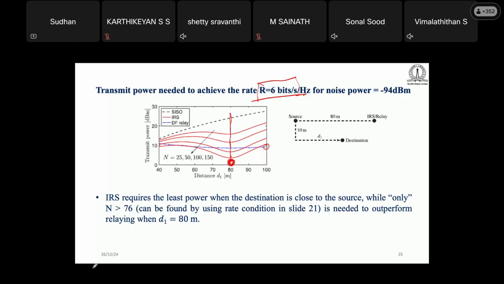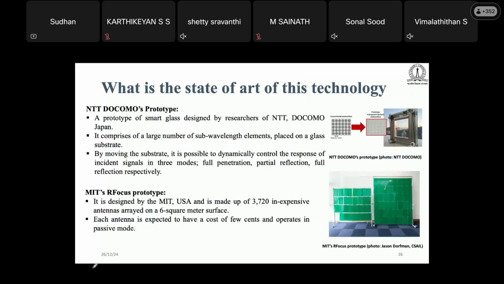But there is also something practically available in the market. IRS is not just theoretical studies. So in the practical status, NTT Docomo has designed a prototype, and this prototype, if I'm not wrong, they built around 2018 or 2019.